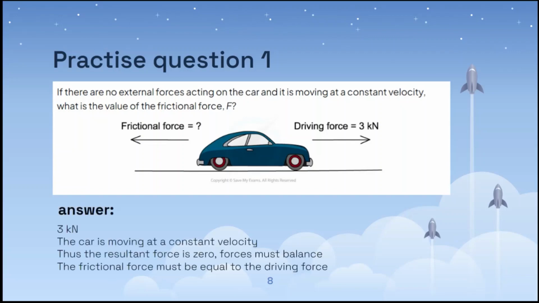The answer is 3 kilonewtons. We know that the car is moving at a constant velocity, and as such, the resultant force must be equal to zero. Because of this, we know that the frictional force must balance out with the driving force. As such, the frictional force will be equal to the driving force. Therefore, we can deduce that the frictional force is 3 kilonewtons.